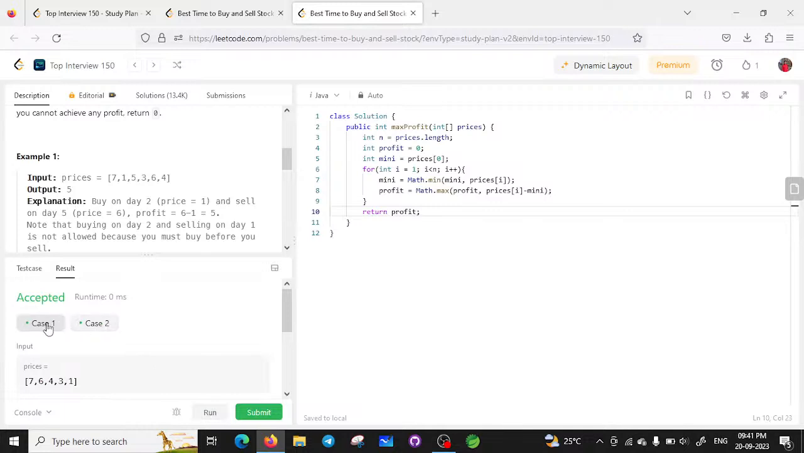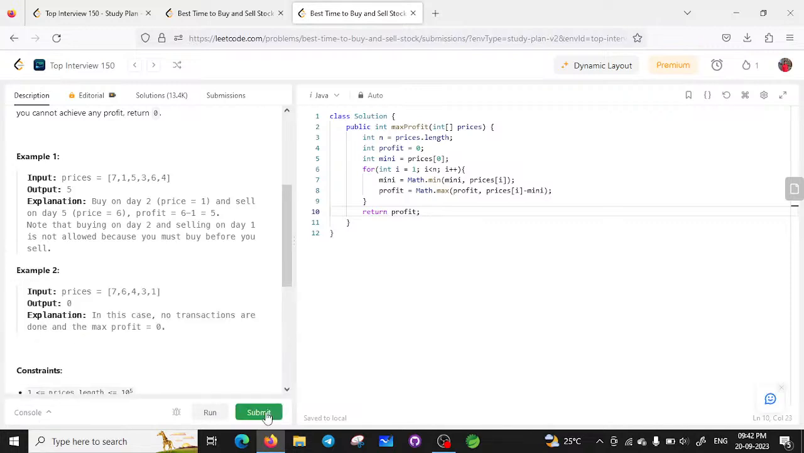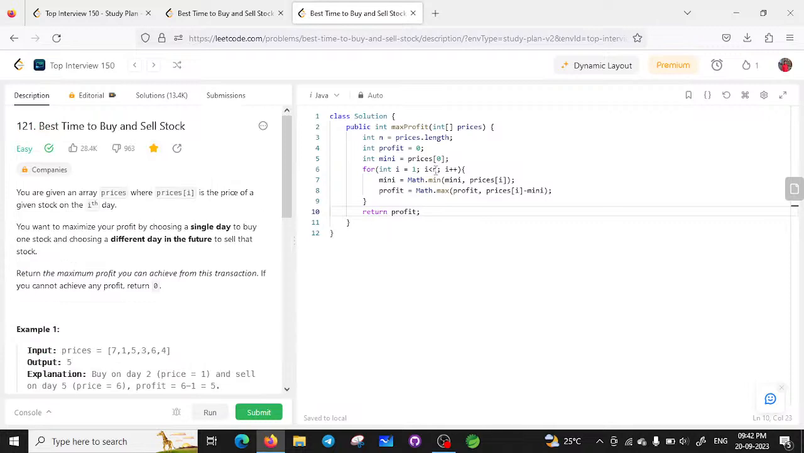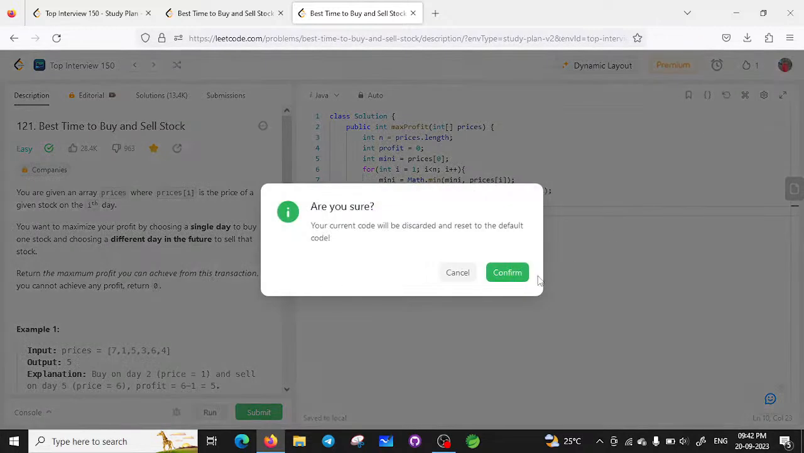Alright, you can see it's accepted. All the example test cases are passing, so we'll try to submit it. All right, it got accepted as well, beating 77.44% of Java users. Okay, so why is this question called DP? Because we are storing the first element of the array, and according to that we are traversing one by one and storing the minimum value for buying, and at a later stage we are extracting the profit and storing that value in the profit variable, and at the end we are returning that. So for that reason a little bit of DP is used here.